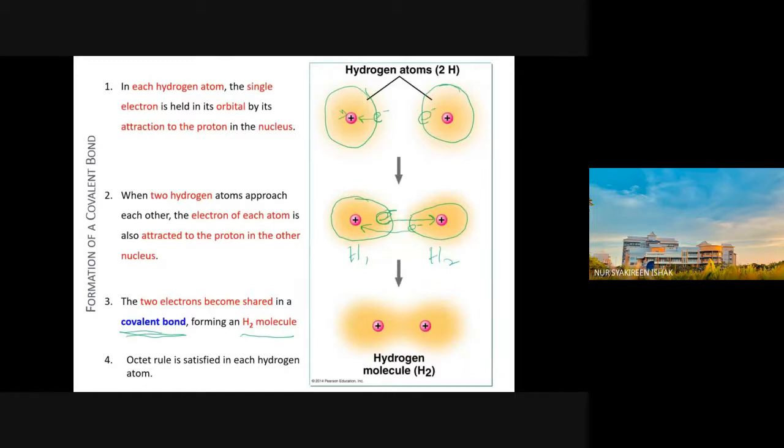So the two hydrogen atoms here will share electrons. The two electrons become shared in a covalent bond, forming a hydrogen molecule. This will satisfy the octet rule in each hydrogen atom. So both hydrogen atoms will share an equal number of electrons, 2 electrons.